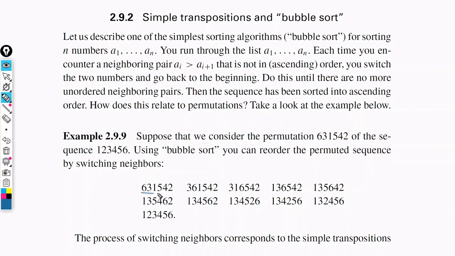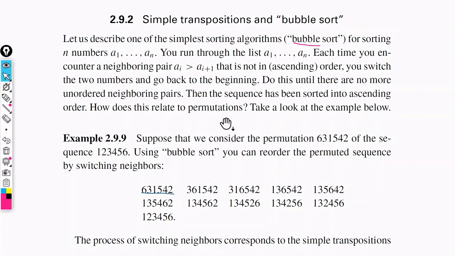For example, consider a sequence of numbers 6, 3, 1, 5, 4, 2. We have to sort this in ascending order, like this: 1, 2, 3, 4, 5, 6. The algorithm of bubble sort is very simple. Each time you encounter a neighboring pair such that a_i is greater than a_{i+1}, just interchange the pair and go back to the beginning and do the same process.